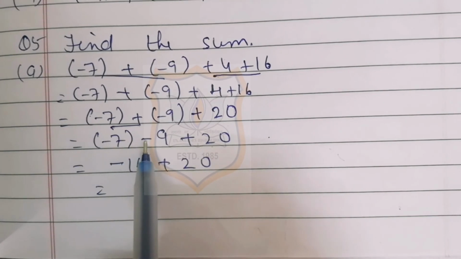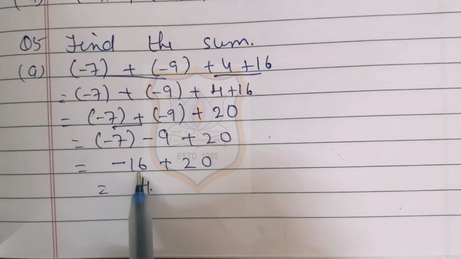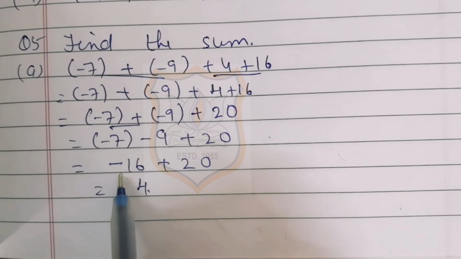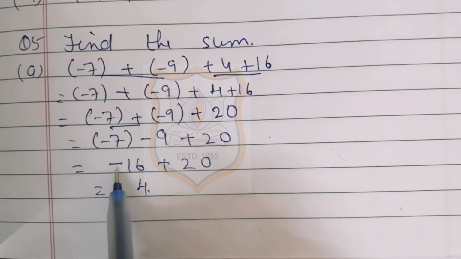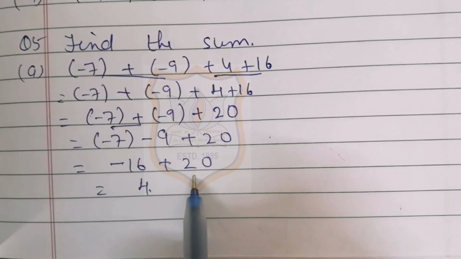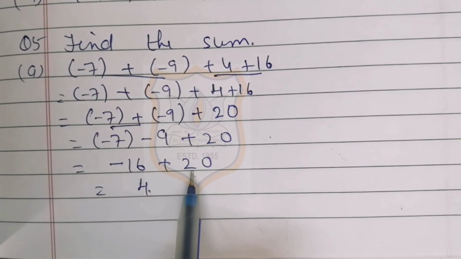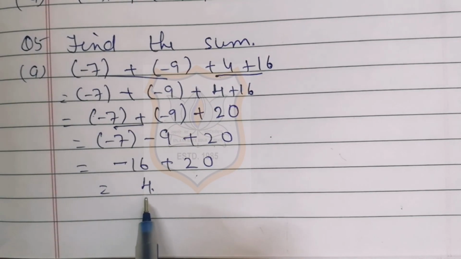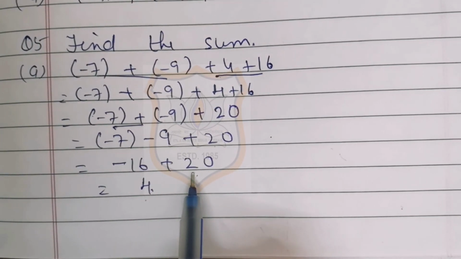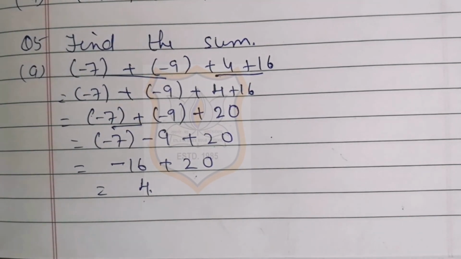Now minus is plus, so we will add 7 and 9, we will get 16, and 16 will carry the sign of the greater integer. The greater integer is 9, so the answer here is -16 plus 20 we will write down as it is. Now plus minus is minus. Now we will subtract 20 and 16, we will get 4, and the answer will carry the sign of the greater digit. Here the greater digit is 20, so the answer is positive 4. Students, try to solve B part of question number 5 by yourself.